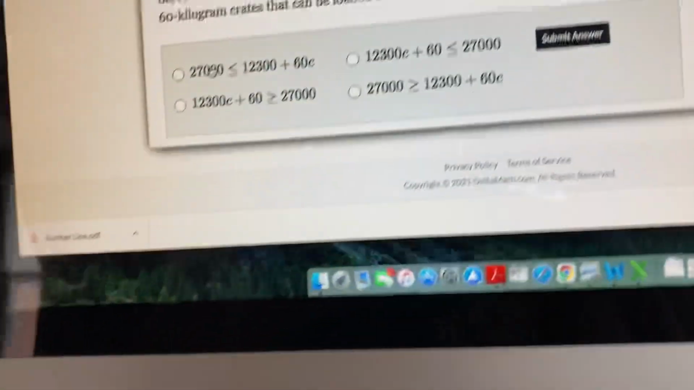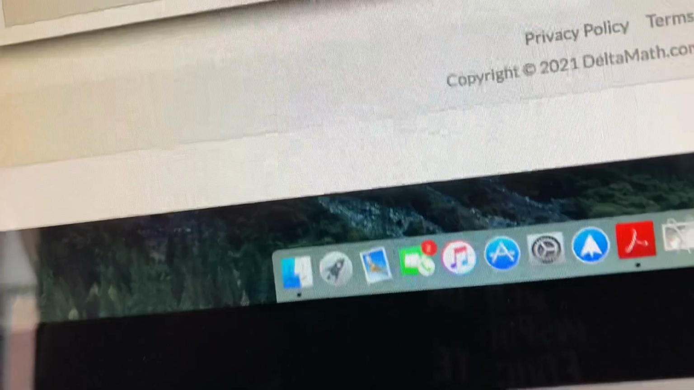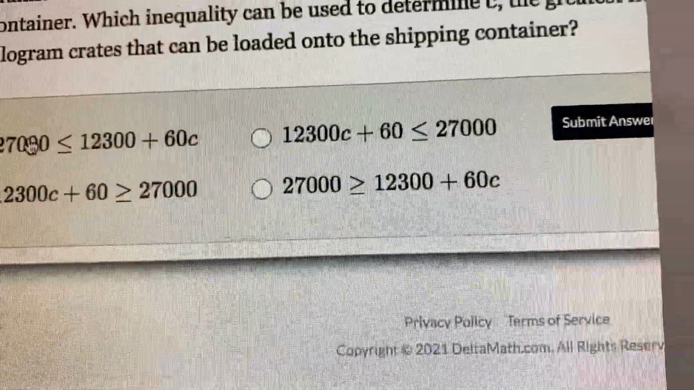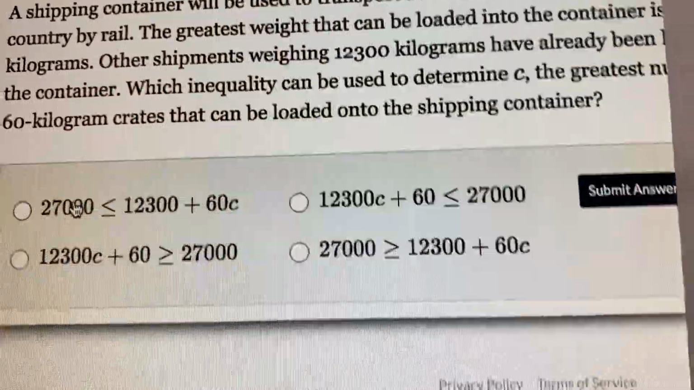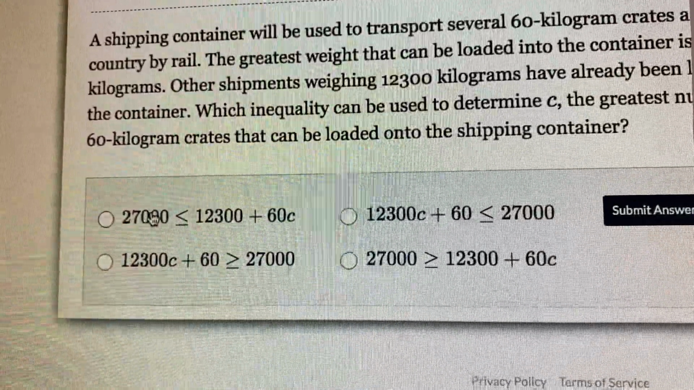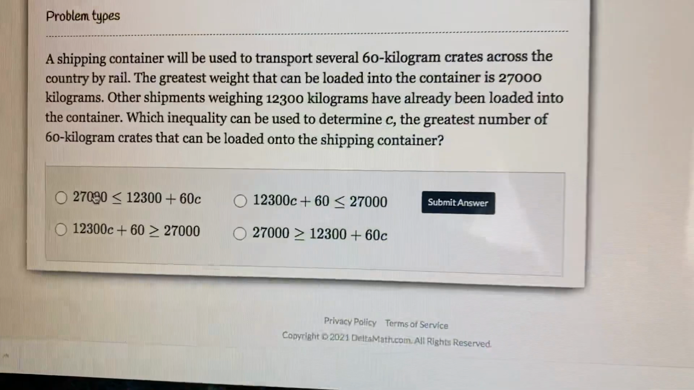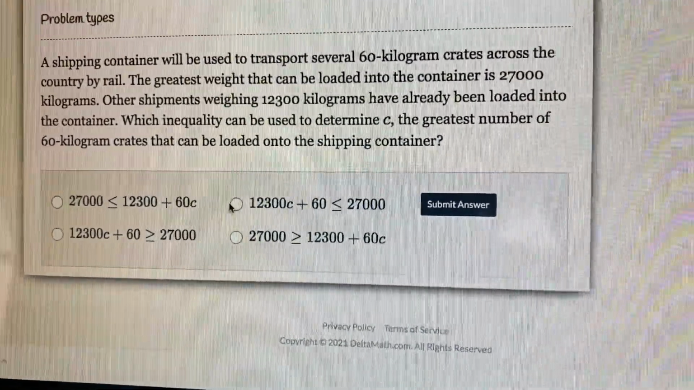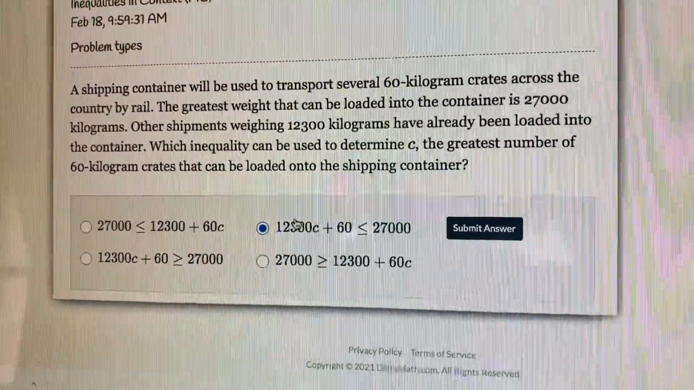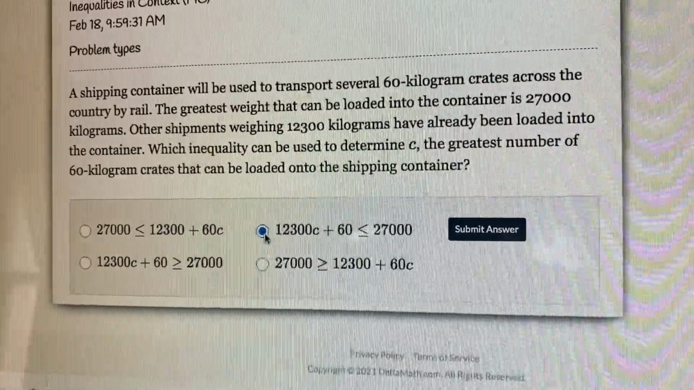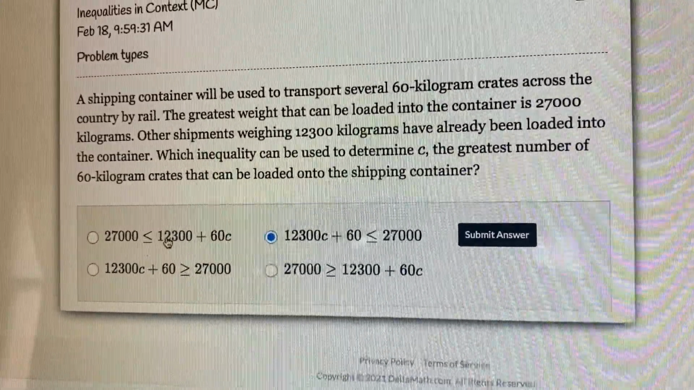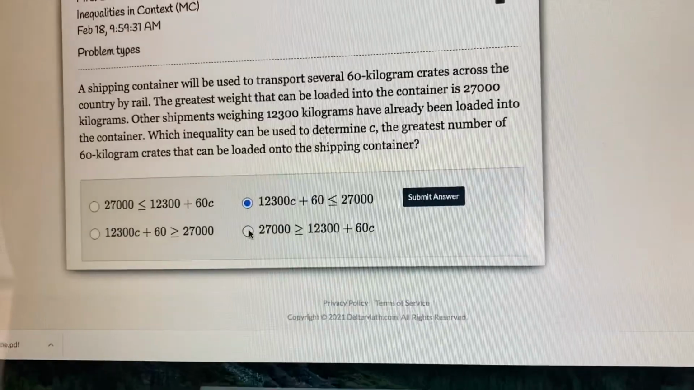So let's take a look here. Here's my answer. Which one looks correct? We've got A, B, C, or D. Here's my problem. So this one looks the same as my problem. It's the, oops, that is not the right one. Hold on. Here we go.